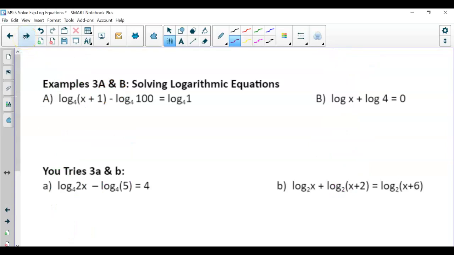Now, here we are going to apply even more properties. Notice how we have subtraction. So if you recall, when condensing, subtraction was the same as division. So we're going to condense this to see how the bases are the same, so I can condense. This is log base 4 of x plus 1 divided by 100 is equal to log base 4 of 1.